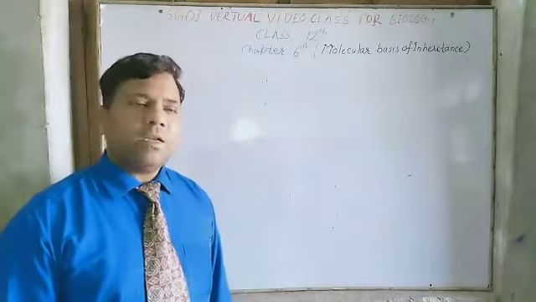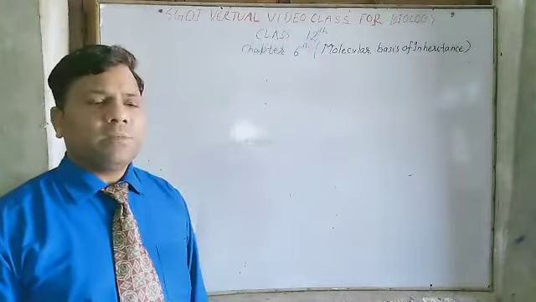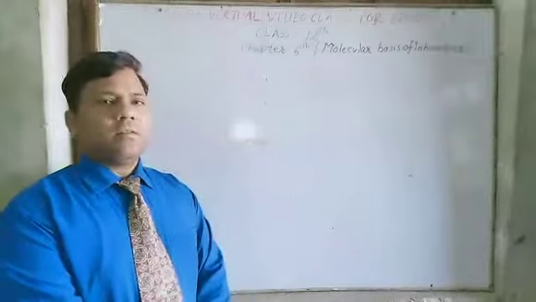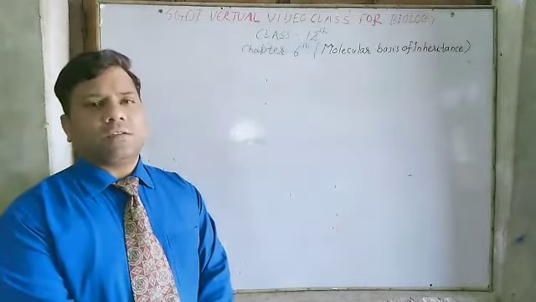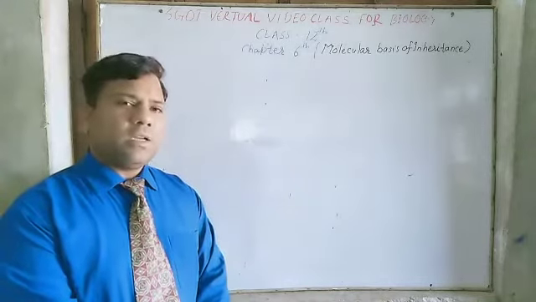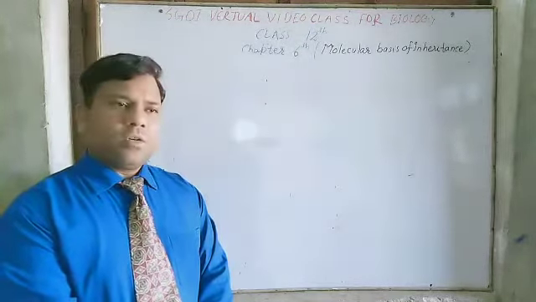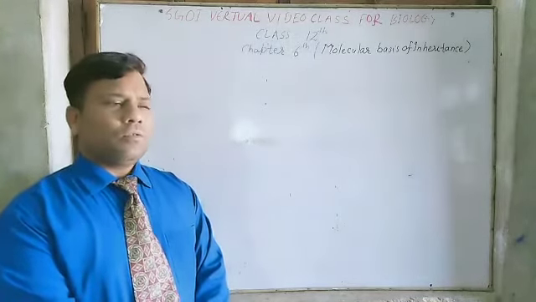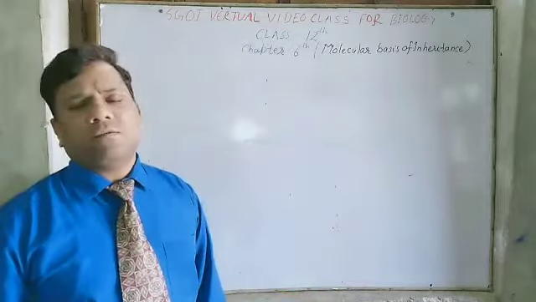So the monomeric unit of DNA is a nucleotide. Actually, a nucleotide is made up of nitrogenous base plus sugar plus phosphoric acid. These three components are found in DNA: nitrogenous base plus sugar plus phosphoric acid. So we have to discuss each component of the DNA.